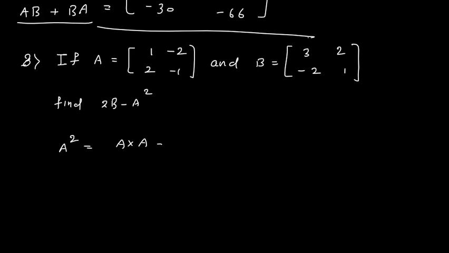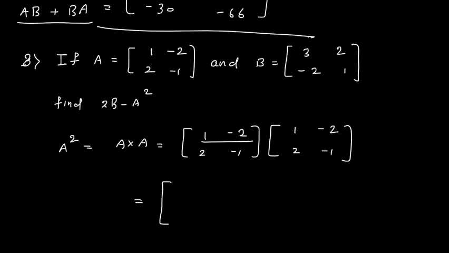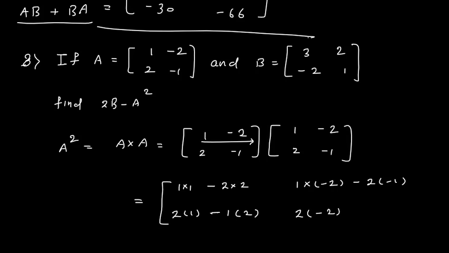So this is equals to, the value of A is [1, -2; 2, -1] multiplied by [1, -2; 2, -1]. Now here, 1 into 1 minus 2 into 2, and here it is 1 into minus 2 minus 2 into minus 1. In the second row we have 2 into 1 minus 1 into 2. Here we have 2 into minus 2 minus 1 into minus 1.